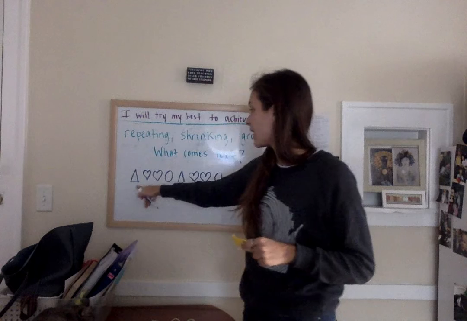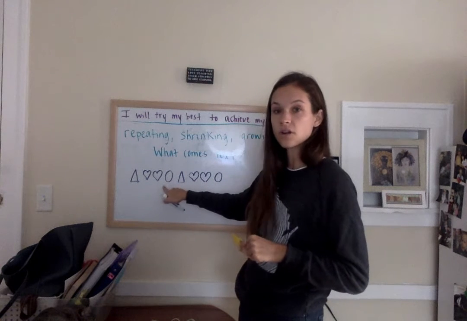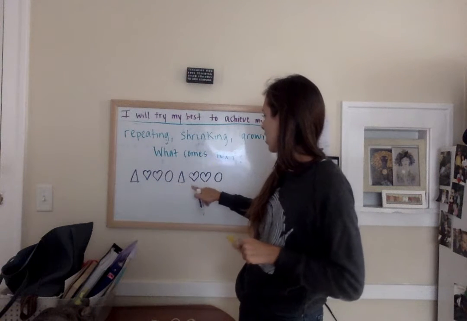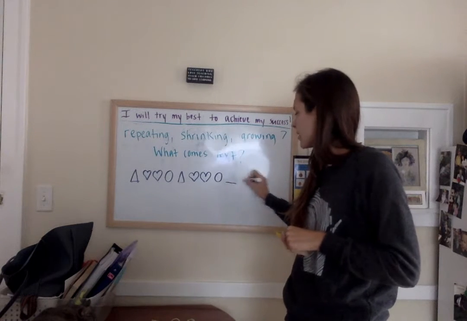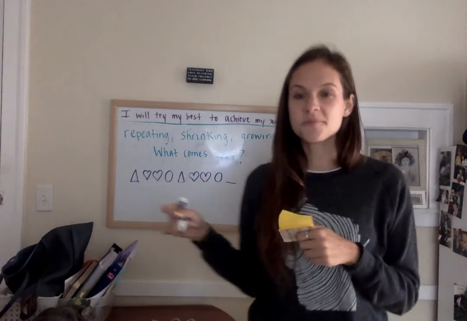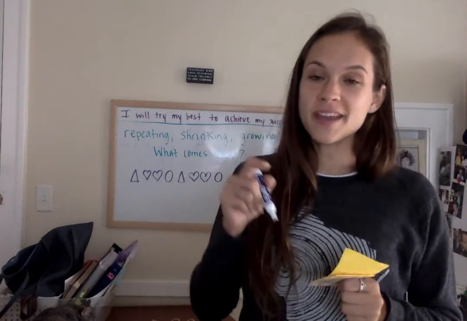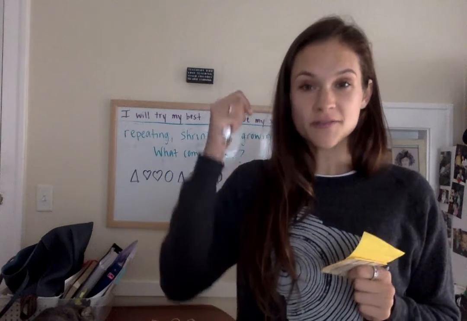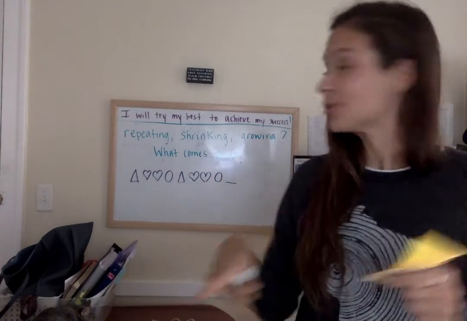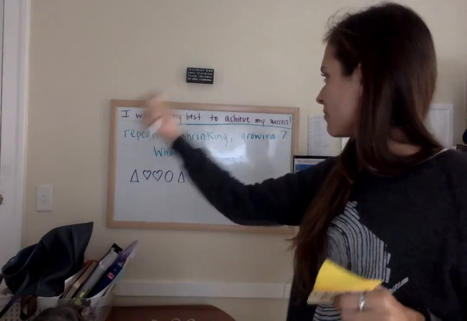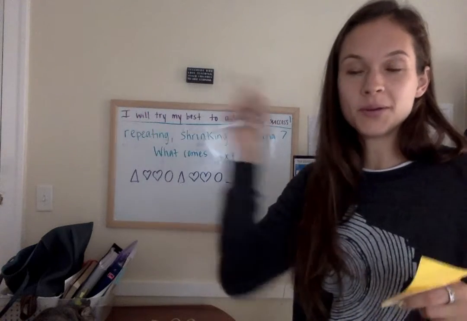So we have triangle, heart, heart, circle. Triangle, heart, heart, circle. What type of pattern is this? I'm going to give you the answer, but give yourself a second to pause the video and tell me before I tell you, what kind of pattern is this? Repeating, shrinking, or growing? Pause the video.